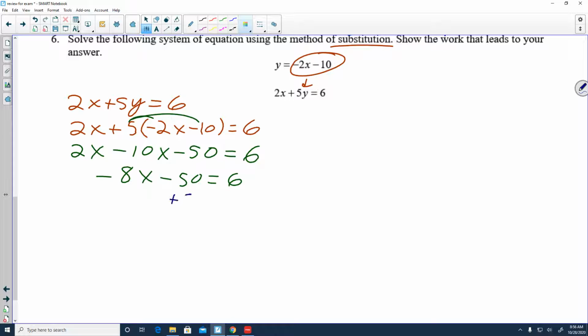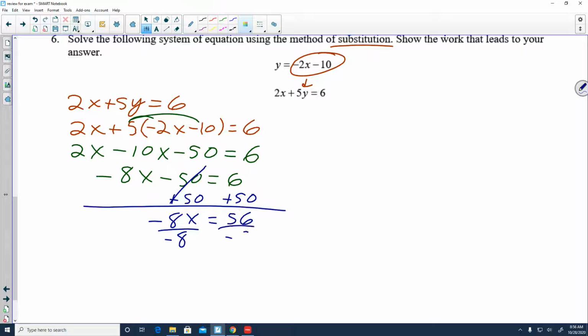So we're going to add 50 to both sides. We get negative 8x equals 56. And then after I divide both sides by negative 8, I get x equals negative 7. So now I'm not finished yet because remember, when we solve a system of equations, we need two numbers.